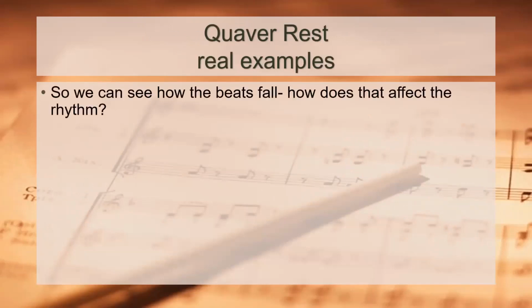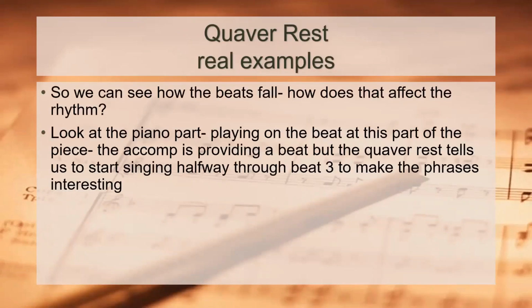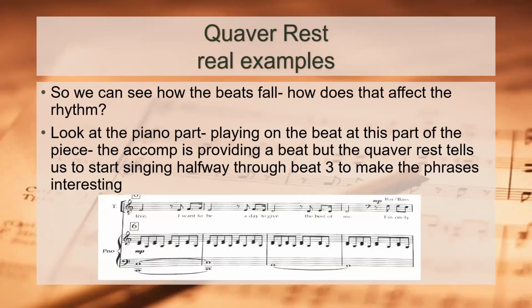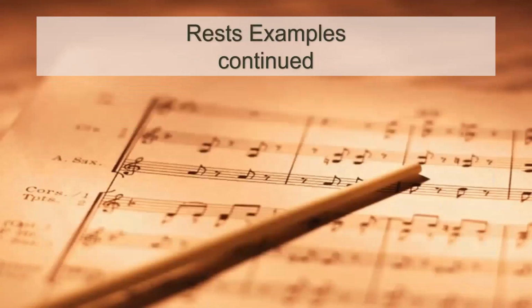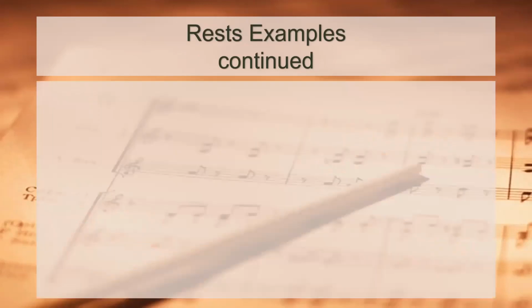So we can see how the beats fall. How does that affect the rhythm? Well, as we've said, look at the piano part playing on the beat at this part of the piece. The accompaniment is providing a beat, but the quaver rest tells us to start singing halfway through beat 3 to make the phrases interesting. So we've used it to punctuate.